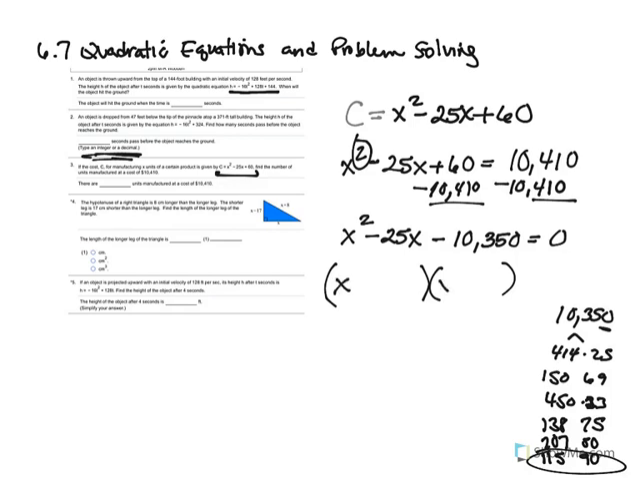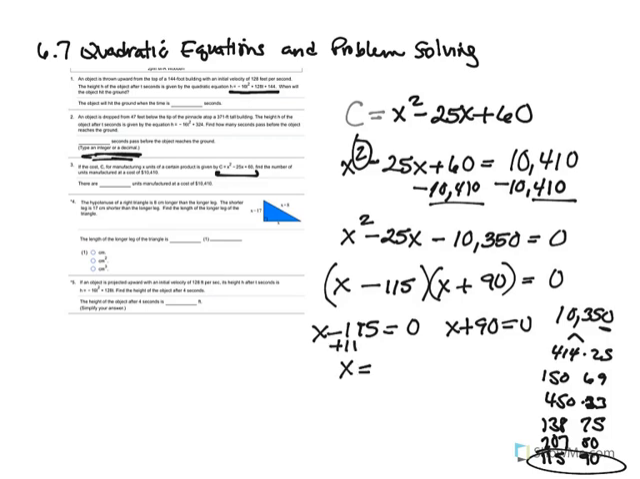All right, so x and x, and then 115 and 90. So negative and plus. So x minus 115 equals 0. X plus 90 equals 0. So when we solve this, we would get x equals what? Positive 115. And then x equals a negative 90. We know that x equals 115 units would be the answer because you can't have negative units. Okay? All right, number 4.